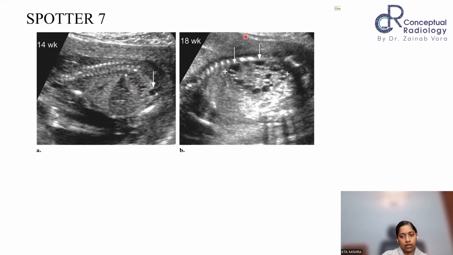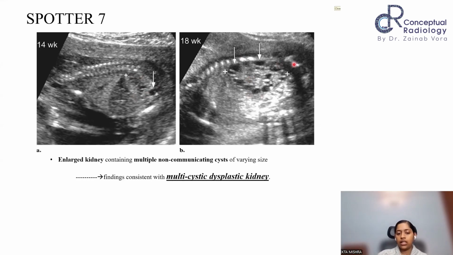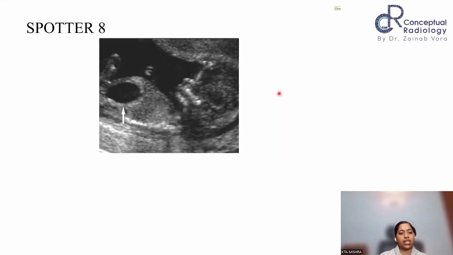Very good. Excellent. So first, this was a kidney which is enlarged, and you have multiple non-communicating cysts. As the gestation increased, the size of the kidney and the number of cysts have increased. So the diagnosis is multicystic dysplastic kidney. ADPKD, not very significant, will be diagnosed postnatally. ARPKD, usually bilateral involvement, liquor is usually very low and poor prognosis. So this is the classical picture for multicystic dysplastic kidney.